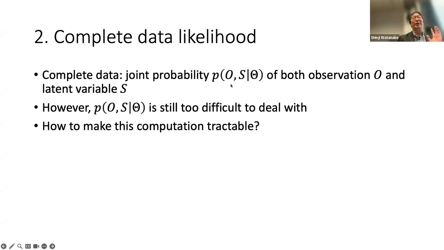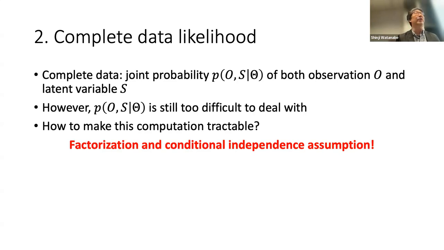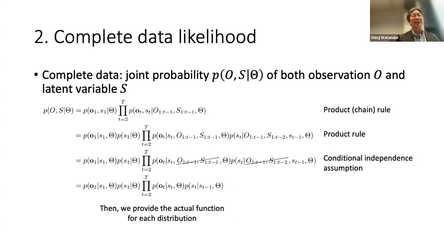But actually, it is not the end. The observation is a sequence, and the alignment variable, the latent variable, is also a sequence. So this joint probability is quite difficult to deal with. Then we use the factorization and the conditional independence assumption, which we also used a little bit in the CTC or RNN transducer formulation. But let's do that again in this HMM case. And this one is not so simple.